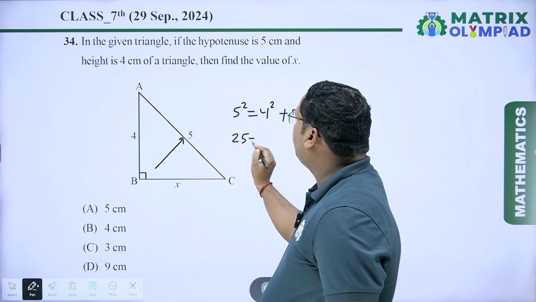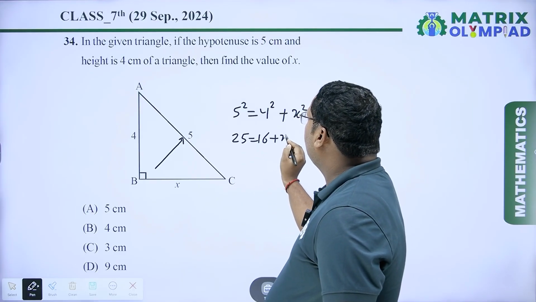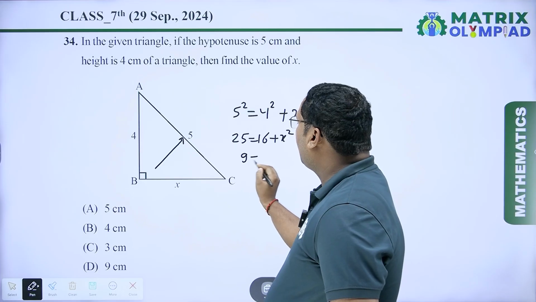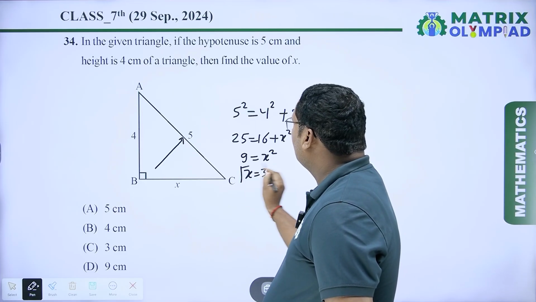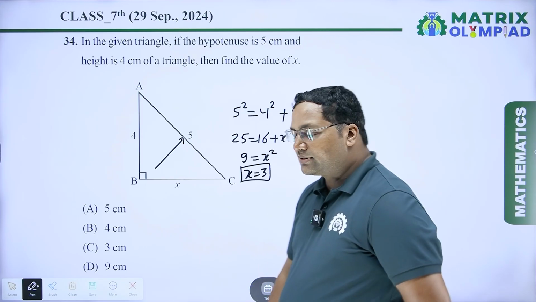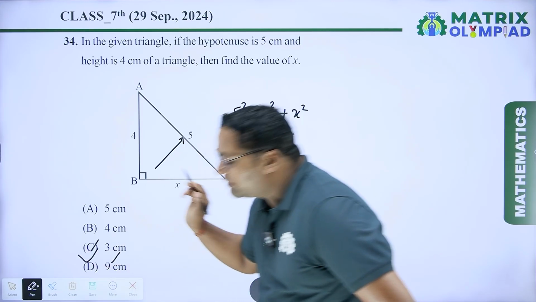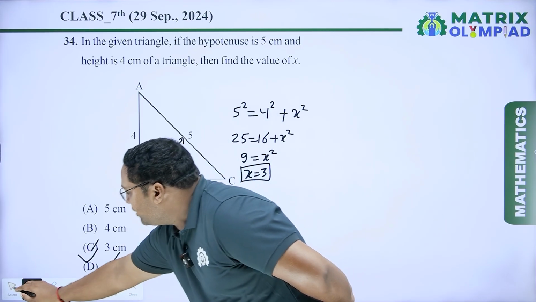So it is 25 equals 16 plus x squared, and we get 9 equals x squared, and x equals 3. So we get the value of x equal to 3, and option C is the correct option. Coming to the next question.